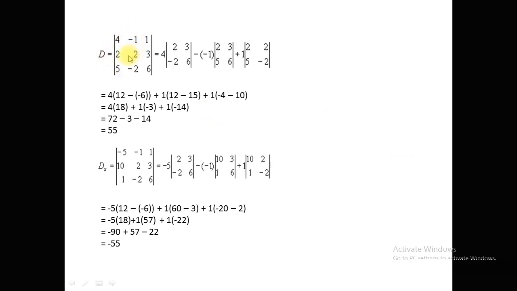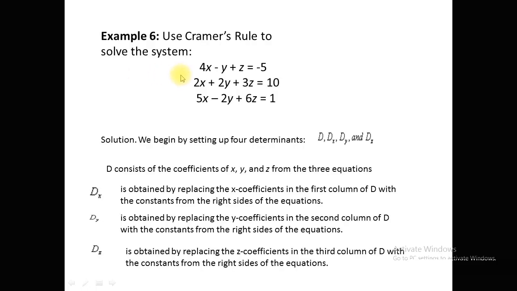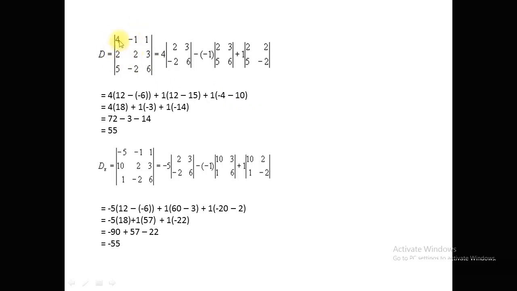This is the coefficient matrix which contains the entries in the first row 4, minus 1, 1, in the second row 2, 2, 3, and in the third row 5, minus 2 and 6. Since in the system we have the coefficients in the first equation 4, minus 1, 1, in the second equation 2, 2, 3, and in the third equation 5, minus 2 and 6. So this is the determinant of the coefficient matrix.